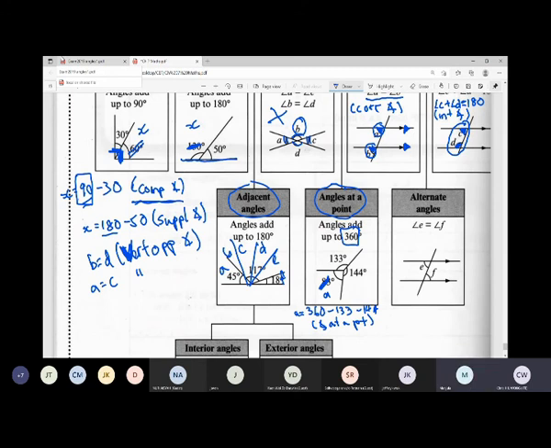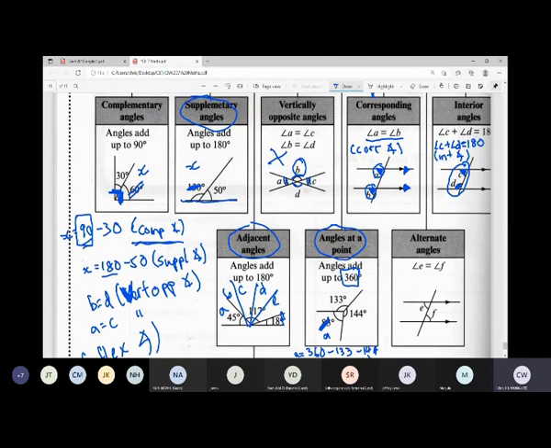Some people use the word angle at a point. Some people use the word reflex angle. It doesn't matter. Some people like to use reflex angle. Some people use angle at a point. It doesn't matter because it shows that it is 360 degrees. Angle at a point, reflex angle is okay. It's just like supplementary angle, adjacent angle, it is okay. They are the same. Doesn't matter which one you use.